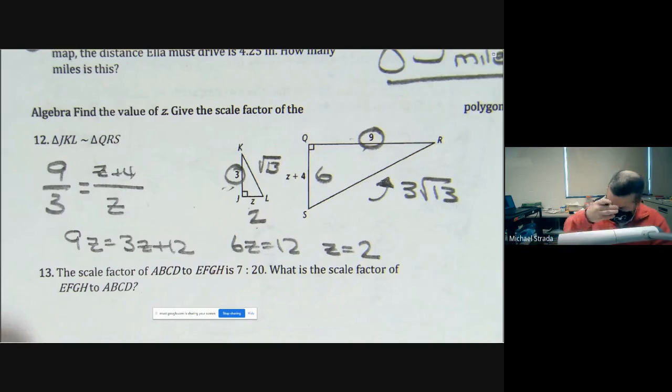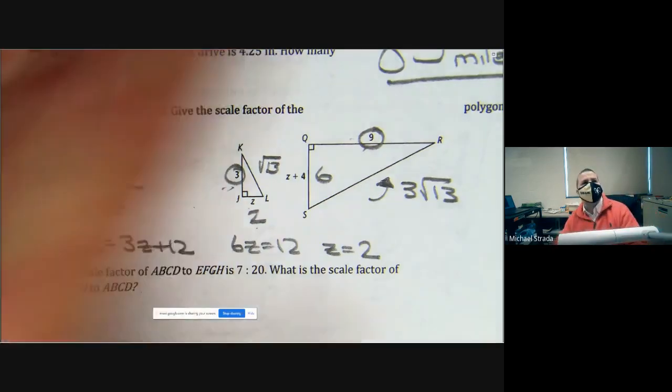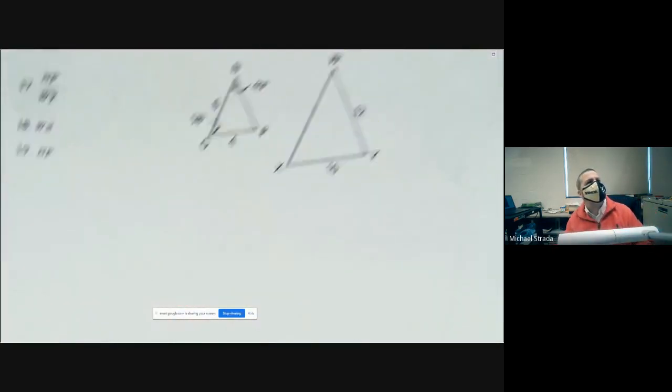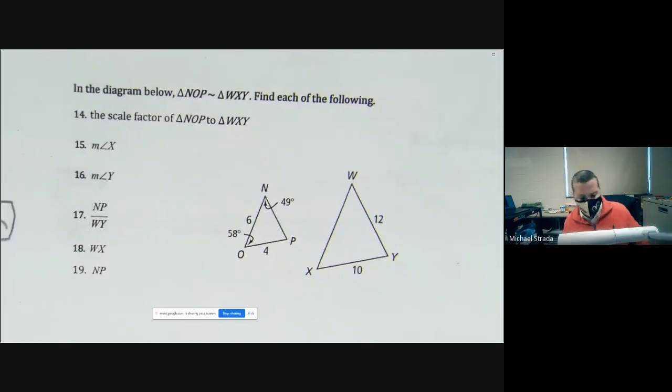All right. So to finish up for today, if you would please do 14 through 19 on the right-hand side, reviewing everything.